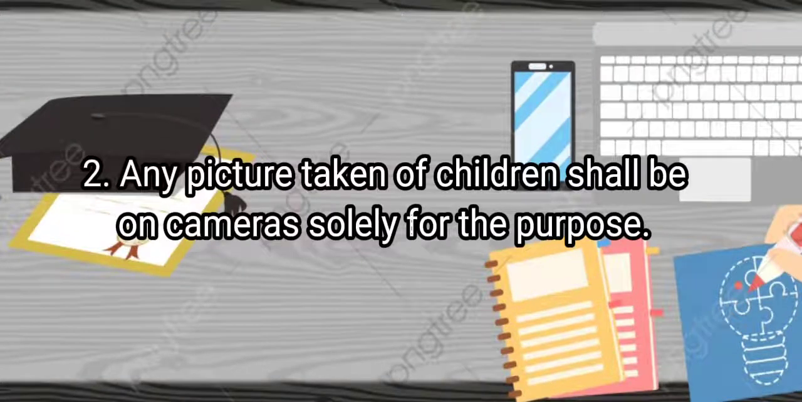Number 2, any picture taken of children shall be on camera solely for the purpose. It means that any picture that was taken should only be kept as documentation or for personal purposes and not to be sold, spread, or turned into something else. This is to protect the children's privacy and identity.